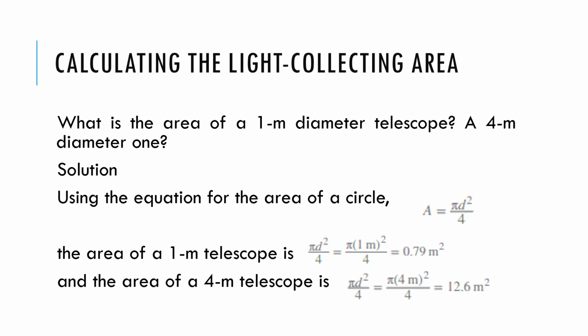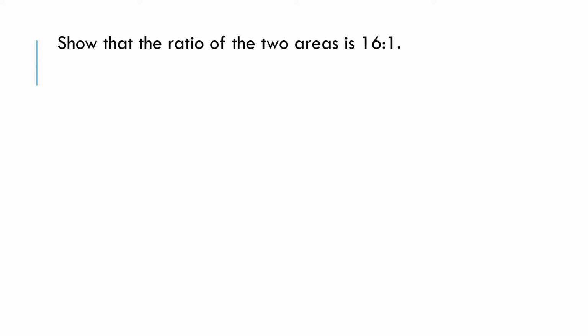Most telescopes have mirrors or lenses, so we can compare their light gathering power by comparing the apertures, or diameters of the opening through which light travels or reflects. The amount of light a telescope can collect increases with the size of the aperture. A telescope with a mirror that is 4 meters in diameter can collect 16 times as much light as a telescope that is 1 meter in diameter. The diameter is squared because the area of a circle equals pi times diameter squared over 4, where d is the diameter of the circle. Show that the ratio of the two areas is 16:1.